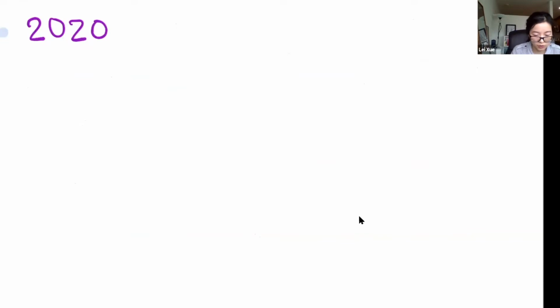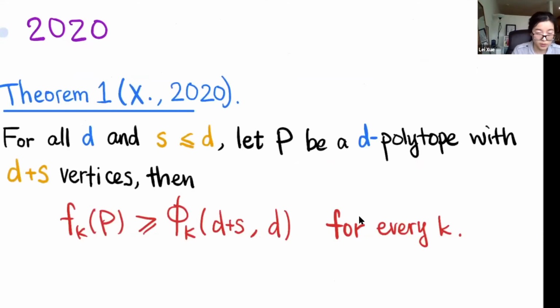And what we were able to show last year was that the conjecture is true. It holds for every dimension D, every S up to D, and for every K. So this phi K of D plus S comma D is indeed a lower bound for all general polytopes. And we're going to prove this theorem in the first part of our talk. And for the second part, we'll try to deal with the equality case. Any questions so far?